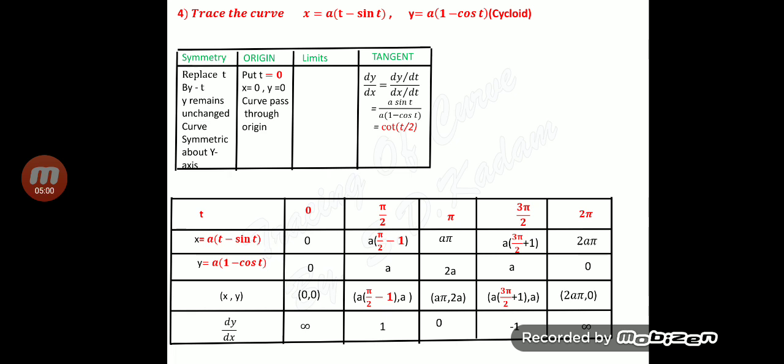Similarly, the limits for x and y are the same. Limits for x are minus infinity to plus infinity and for y 0 to 2a.